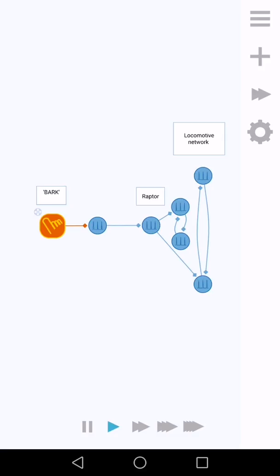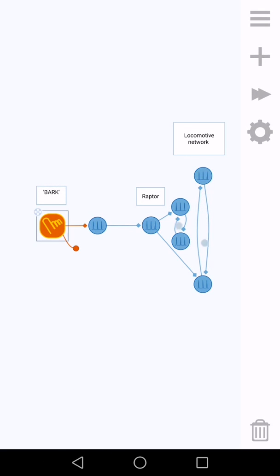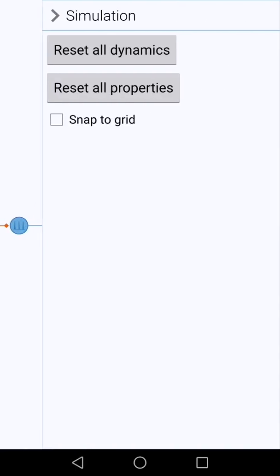So I've designed a neural network, firstly one that is a connectionist model of a functionally referent signal in Sapajus nigritus, the black tufted capuchin. And what we're essentially seeing is a bark call input here, which activates the neural network. I'm going to reset the dynamics and explain what each unit in the connectionist network means.